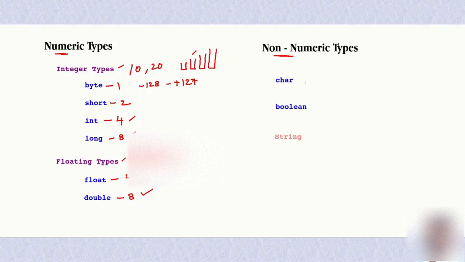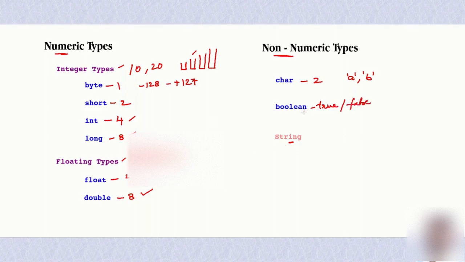Under non-numeric types, you will find character, boolean, and string is a special case in Java. Character can store a single character. It occupies 2 bytes in memory. It holds a 16-bit Unicode value for that character. Example characters are A, B, etc. They are enclosed within single quotes. A boolean holds either true or false. Its size is not clearly stated in Java.